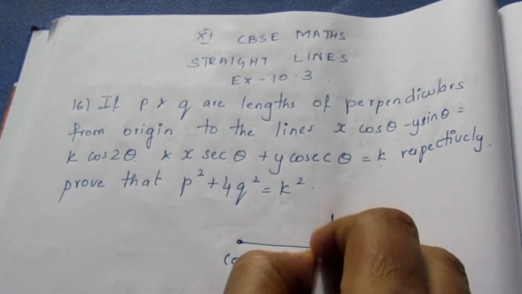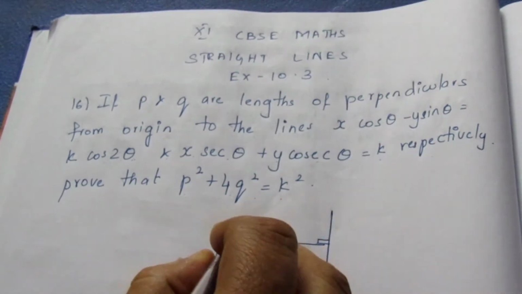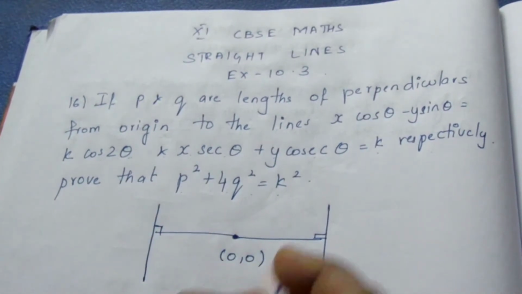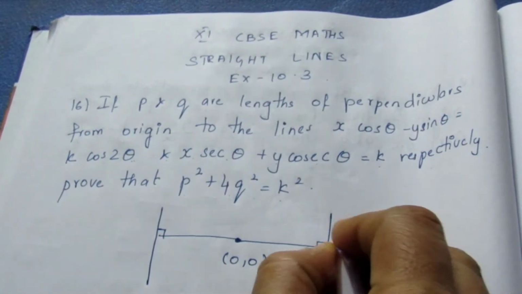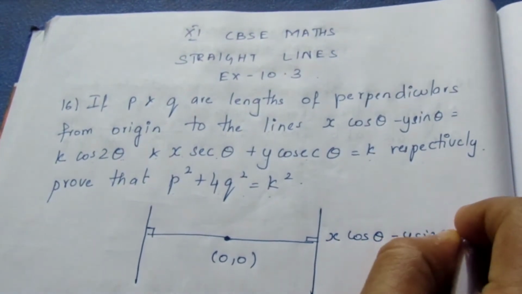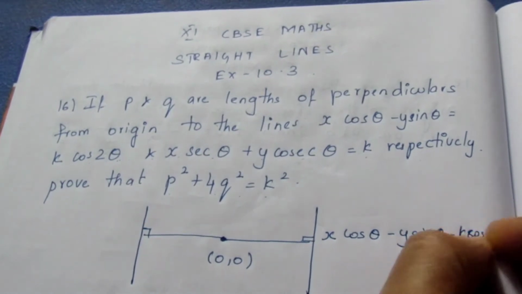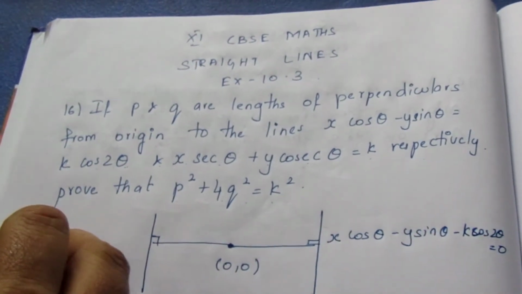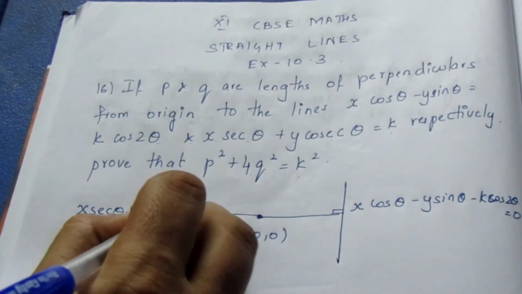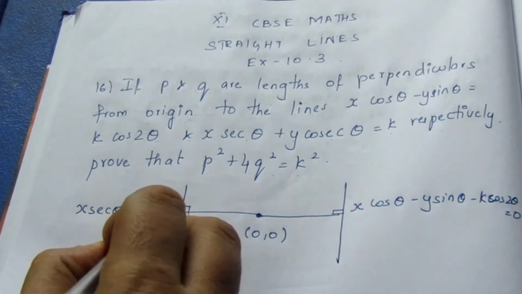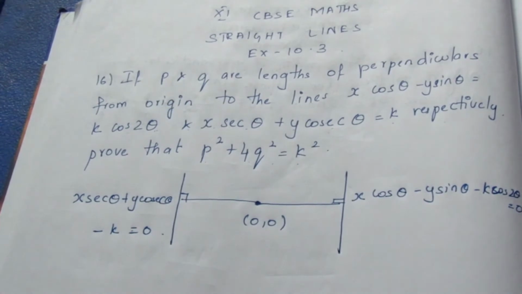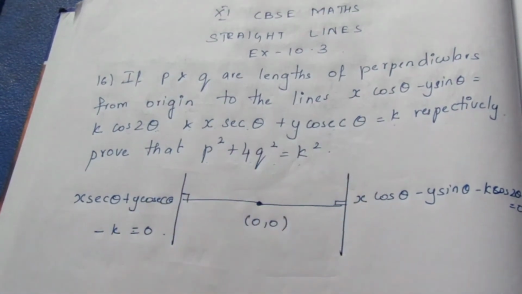Now a line is perpendicular. Let me draw another line over here. Even this is perpendicular to the origin. The equation of this line is x cos theta minus y sin theta minus k cos 2 theta equal to 0. In the same way, for this one it is x secant theta plus y cosecant theta minus k equal to 0, which is another line. So both are perpendicular from 0, 0.